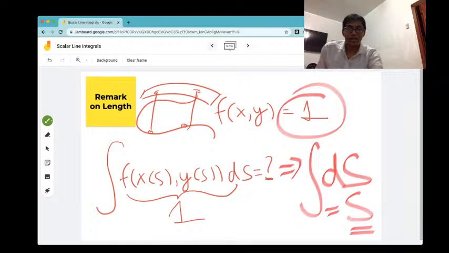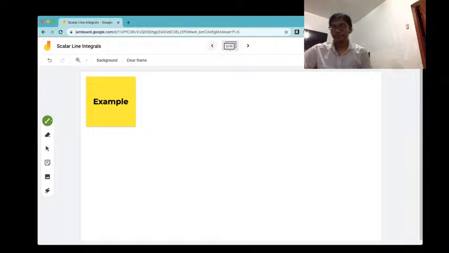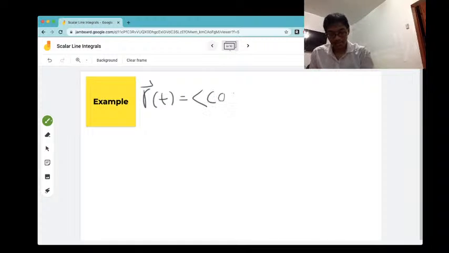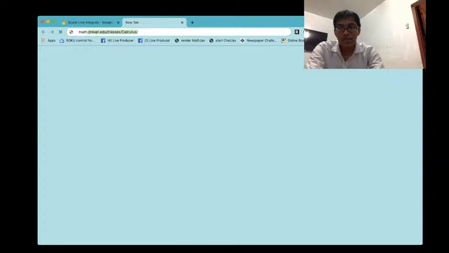Okay, and finally, after that remark on length, I just want to touch on a very quick example of the line integral, and that example is quite simple. I have it loaded up right here. So this is slide number 6, I do believe. Let's say I have a function as follows: r of t is equal to cosine t, comma sine t, comma t. Now let me show you how we're going to visualize that.